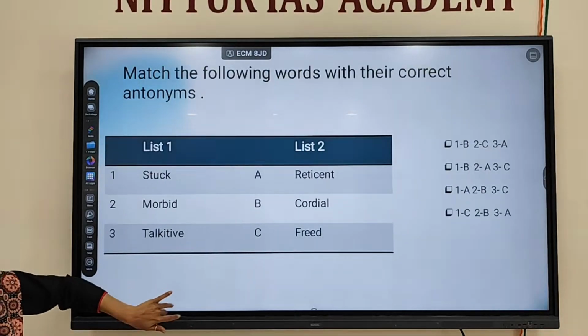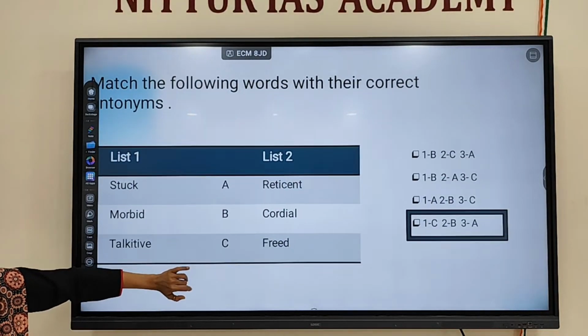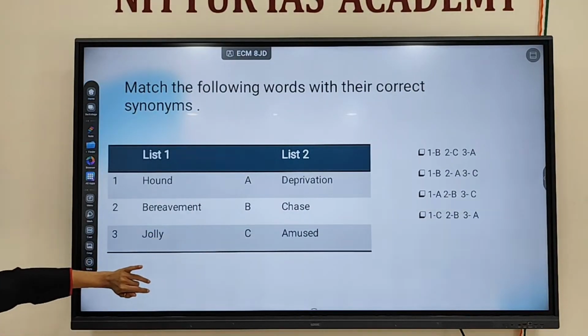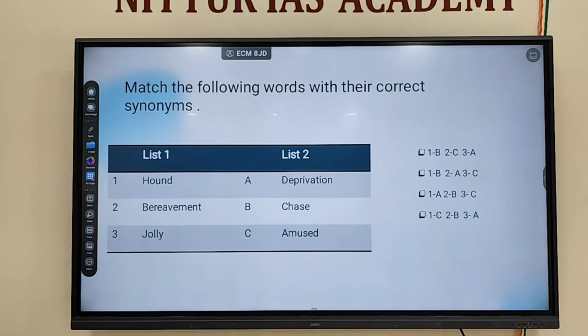Antonyms. Oh, we already finished this one. Synonyms. Jolly. Hound. Okay. 2A. 1B, 2A and 3C. I just know one of the meanings and I've decided to go with the second option. Hound is chase.